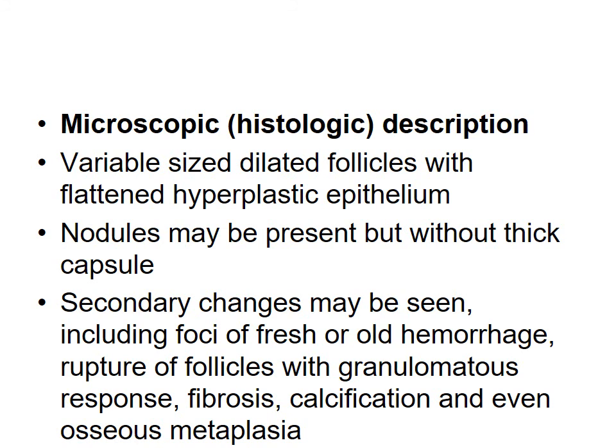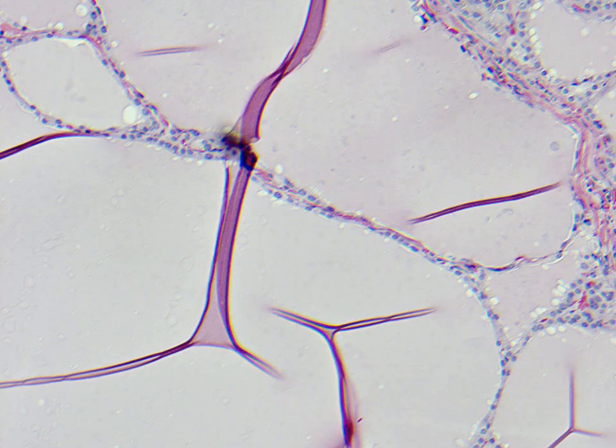Microscopically, there are variable sized dilated follicles with flattened hyperplastic epithelium due to increased amount of colloid. Nodules may be present but without a thick capsule. Secondary changes can be seen in multinodular goiters like hemorrhage or rupture of follicles with a resultant granulomatous response, fibrosis and calcifications, and even osseous metaplasia can be seen.